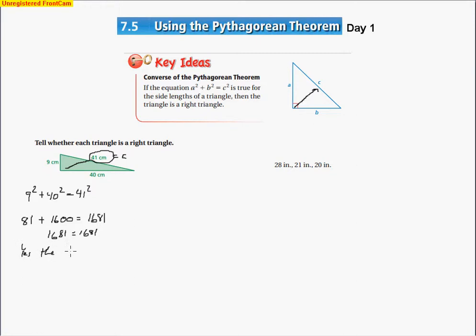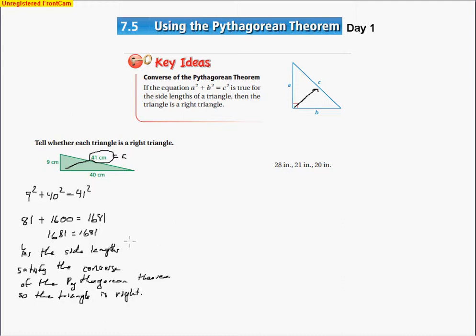The side lengths satisfy the converse of the Pythagorean theorem, so the triangle is right.